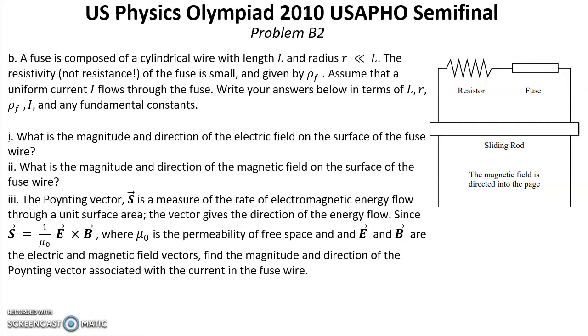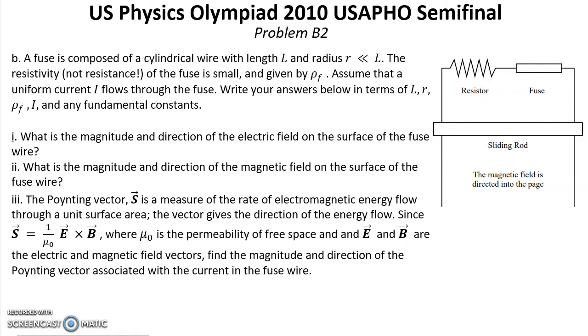area. The vector gives the direction of the energy flow. Since S equals 1 over mu 0 multiplied by the cross product of the electric field and the magnetic field, where mu 0 is the permeability of free space and E and B are the electric and magnetic field vectors, find the magnitude and the direction of the Poynting vector associated with the current in the fuse wire.